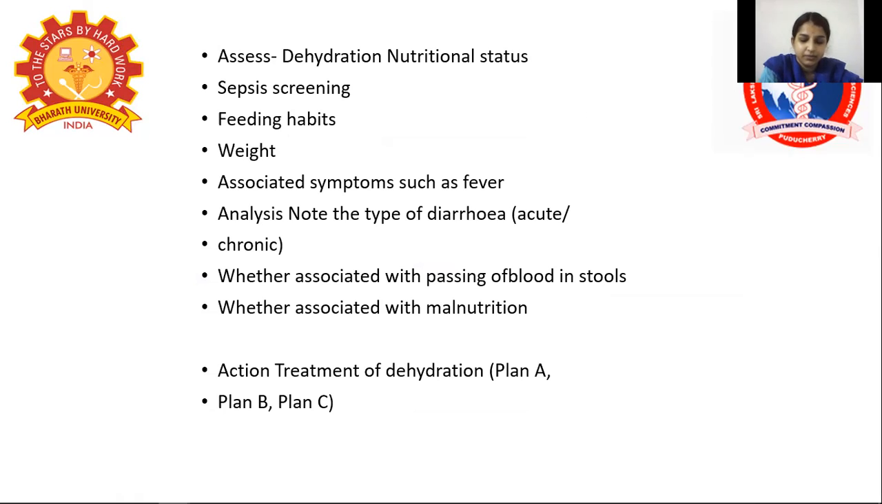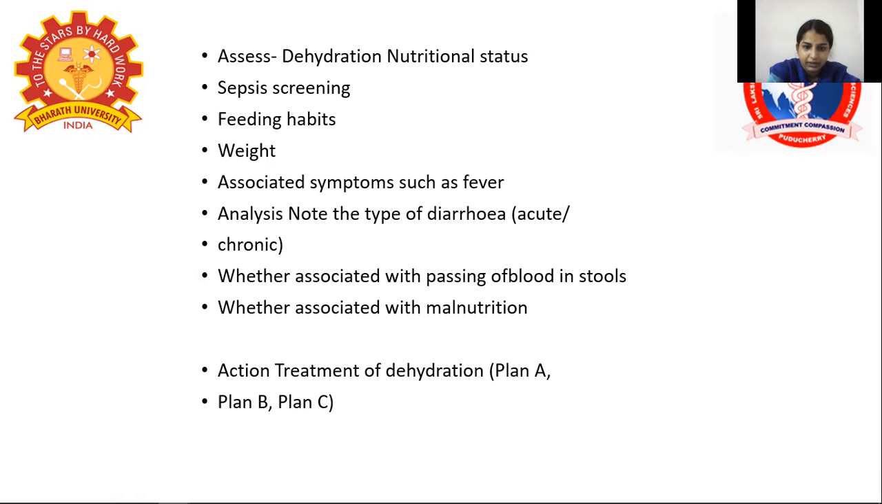Now, after differentiating and examining the child, we need to assess the clinical state of the child at present. So we need to assess the dehydration and nutritional status. Sepsis screening should be done, and the feeding habits of the child have to be noted. It has to be noted whether any malabsorption is there, and any associated symptoms such as fever. Analyze the type of diarrhea, whether it is acute or chronic, passage of any blood, or malnutrition.